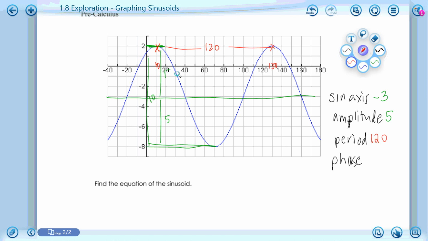Now the phase, this is the part where you have some leeway as far as whether you think that this is a cosine graph. Do you think that this is a sine graph?